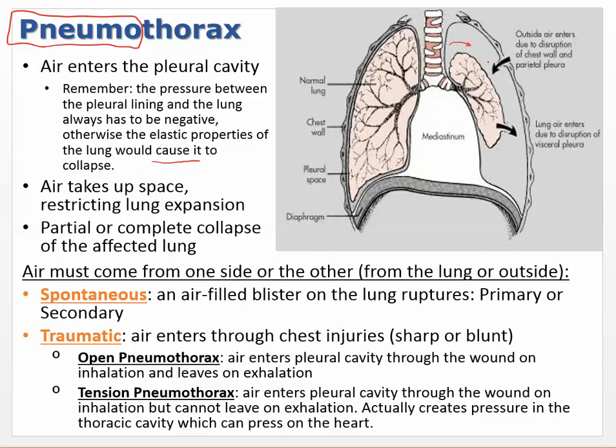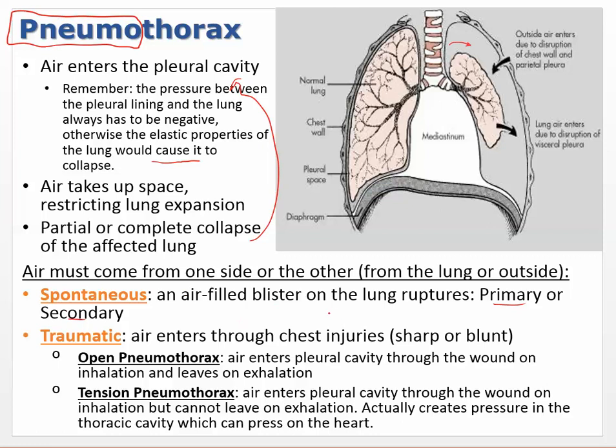So in a pneumothorax, you end up with air, and the air takes up space, which can restrict lung expansion and cause a partial or complete collapse of the lung. And surprise, that's going to affect your respiration. So really, how does the air get there? Well, it's either got to come from outside your chest or from inside your lung, because those are the places where air is. In a spontaneous pneumothorax, which we'll talk more about, it's coming from inside the lung. An air-filled blister in the lung ruptures, and we'll go through that, primary or secondary.